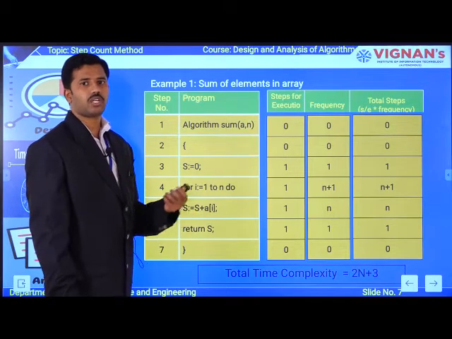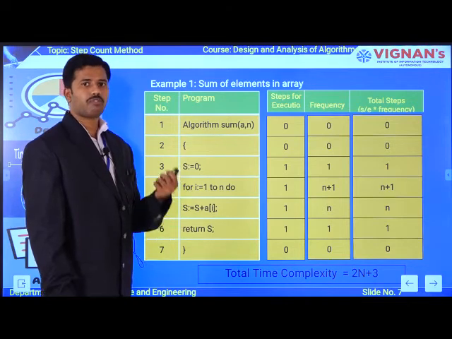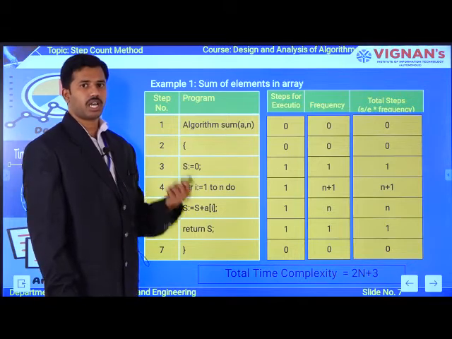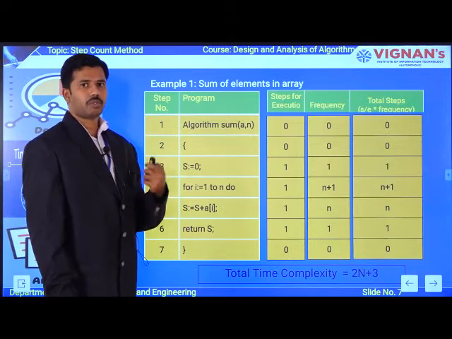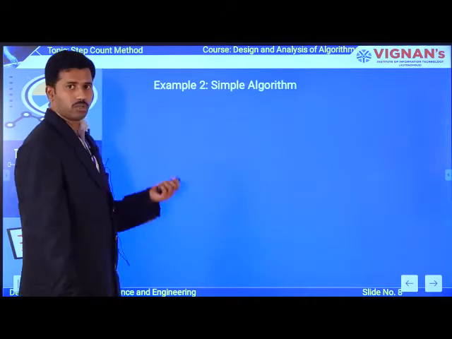Likewise, you get the total time complexity of an algorithm with the help of the step count method. We count the number of steps in the algorithm based on the steps per execution parameter as well as the frequency parameter. Right. Now we will see some more examples.